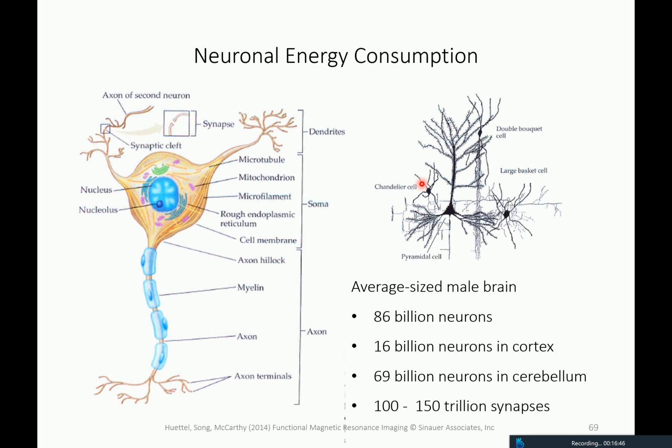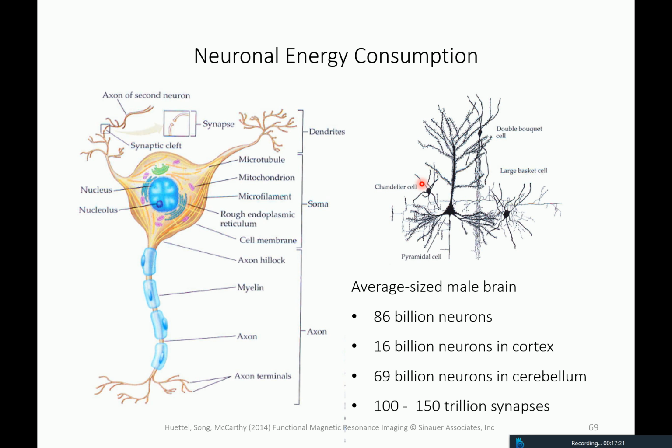There are numbers which your grandmother will ask you about, because you're in neuroscience: how many neurons are in the brain? I mean, your grandmother is really great. But these are numbers that I never remember, because that's kind of the point. So the average-sized male brain has 86 billion neurons, 16 billion neurons are in cortex, and 69, that's actually interesting, 69 billion neurons are in the cerebellum. So the vast majority of neurons in the brain are actually not in the cerebral cortex, but in the cerebellum.